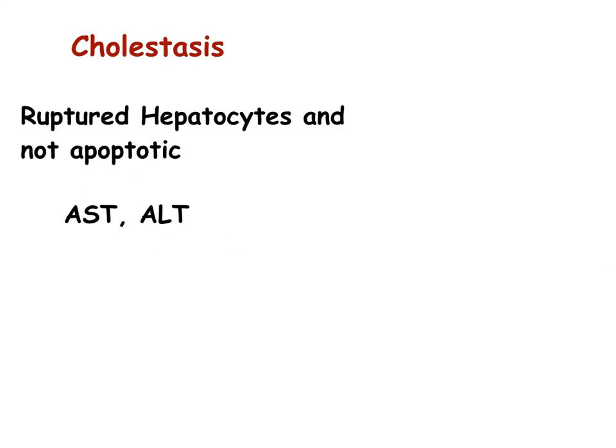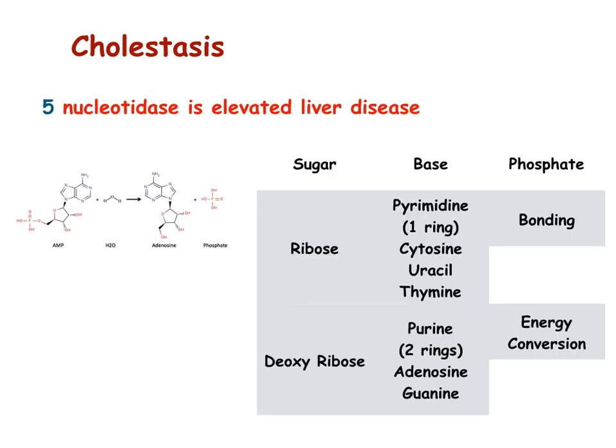Kindly note that whenever we find AST and ALT elevated, this points to ruptured hepatocytes and not apoptotic hepatocytes. The enzyme 5-nucleotidase is also elevated in obstructive hepatobiliary disorders, and it may indicate cholestasis or destruction of liver cells, liver ischemia, liver tumor, and it is used as a marker of liver disease.